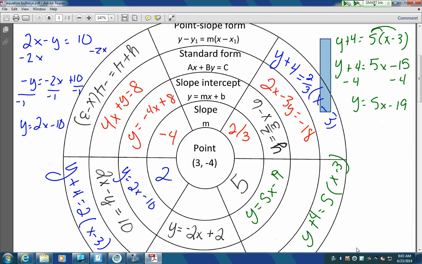Now, if I want to make it into standard form, I have to move my 5x to the left. So I need to subtract 5x from each side. I get negative 5x plus y equals negative 19.